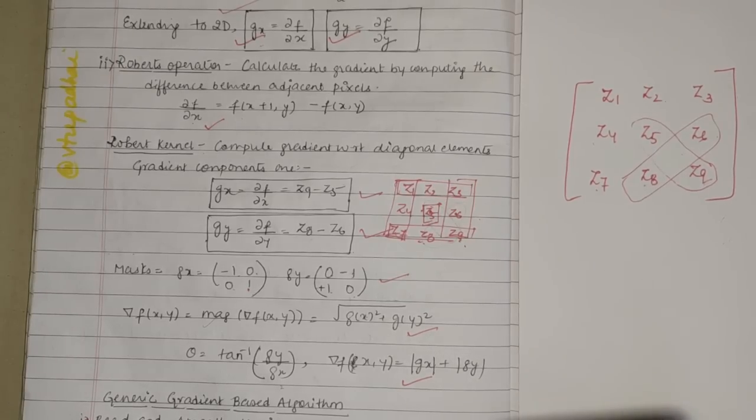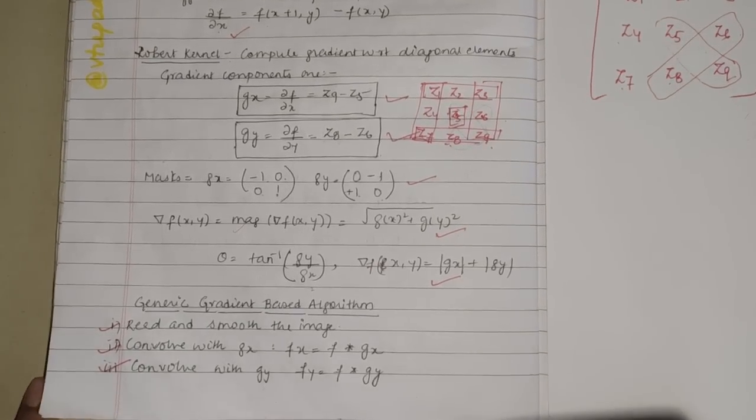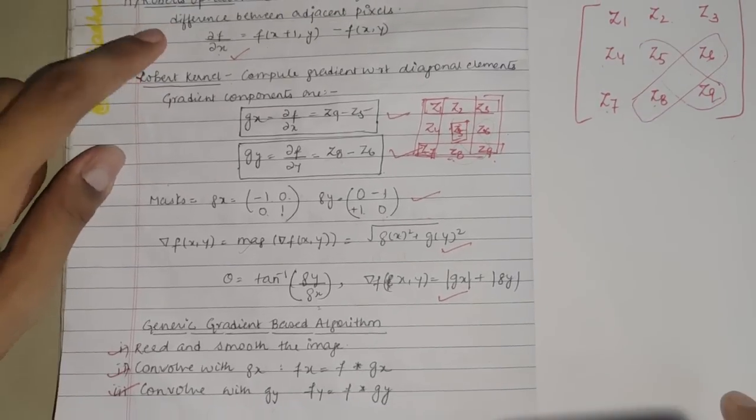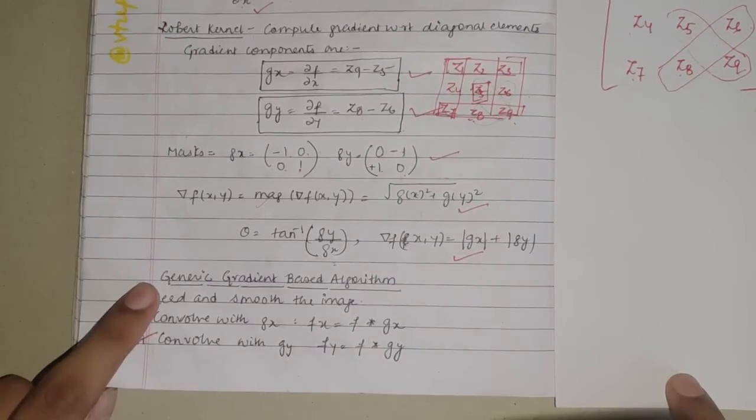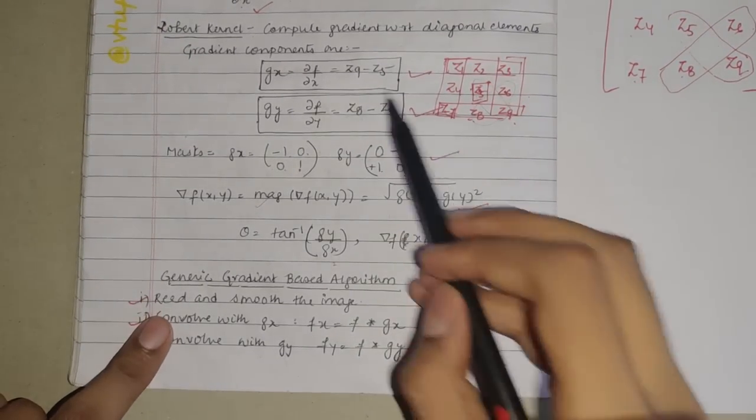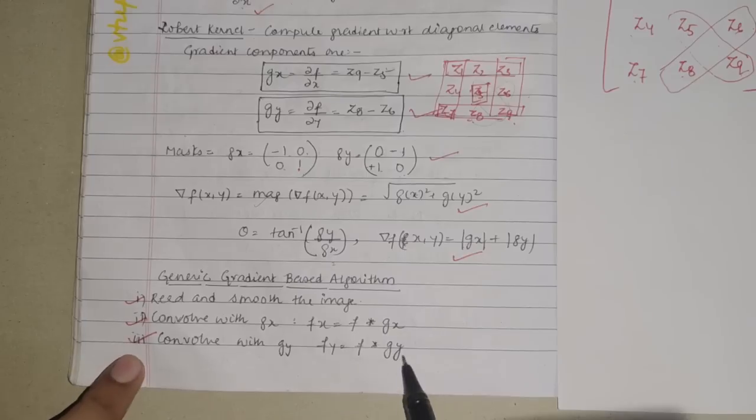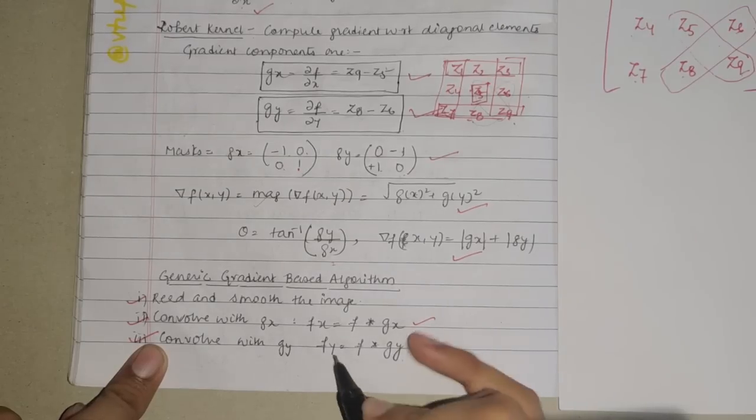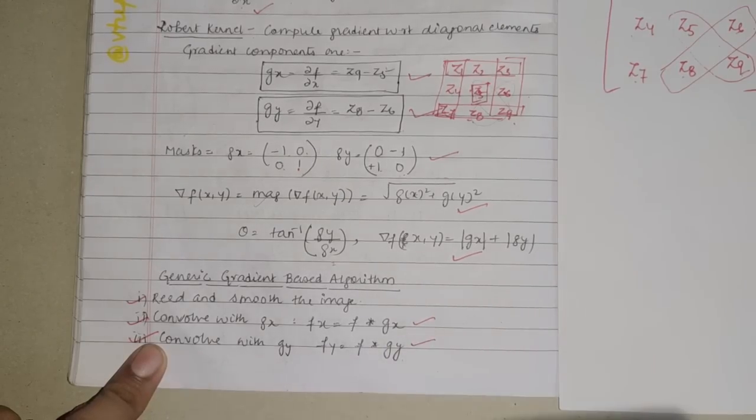So what is the algorithm for this generic gradient based algorithm? You have to write this algorithm when it comes to explaining the Roberts operator. First you read and smooth the image, you convolve it with g of x, then you convolve with g of y. The convolution formula is f of x equal to f into g of x. For g of y, it will be f into g of y.